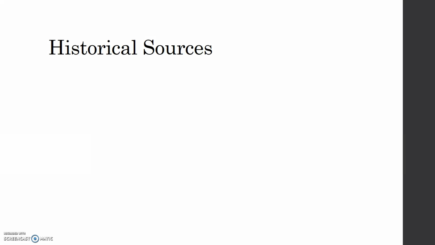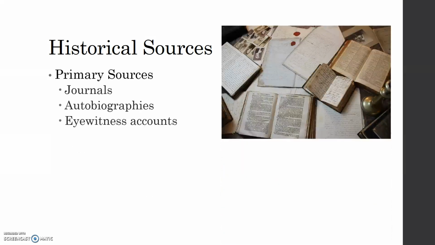It's also important to understand that you have different types of historical sources. Historical sources get broken down into two categories. The first one are called primary sources. Primary sources are directly from the source, right? So these are things such as journals, autobiographies, and eyewitness accounts, not secondhand information. Those we refer to as secondary sources.